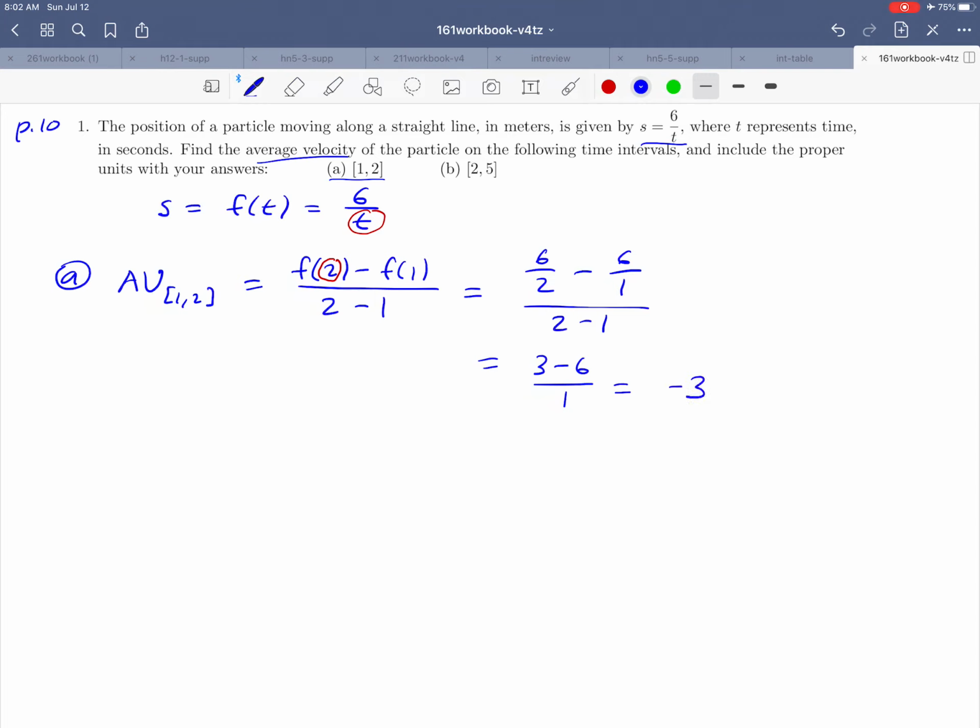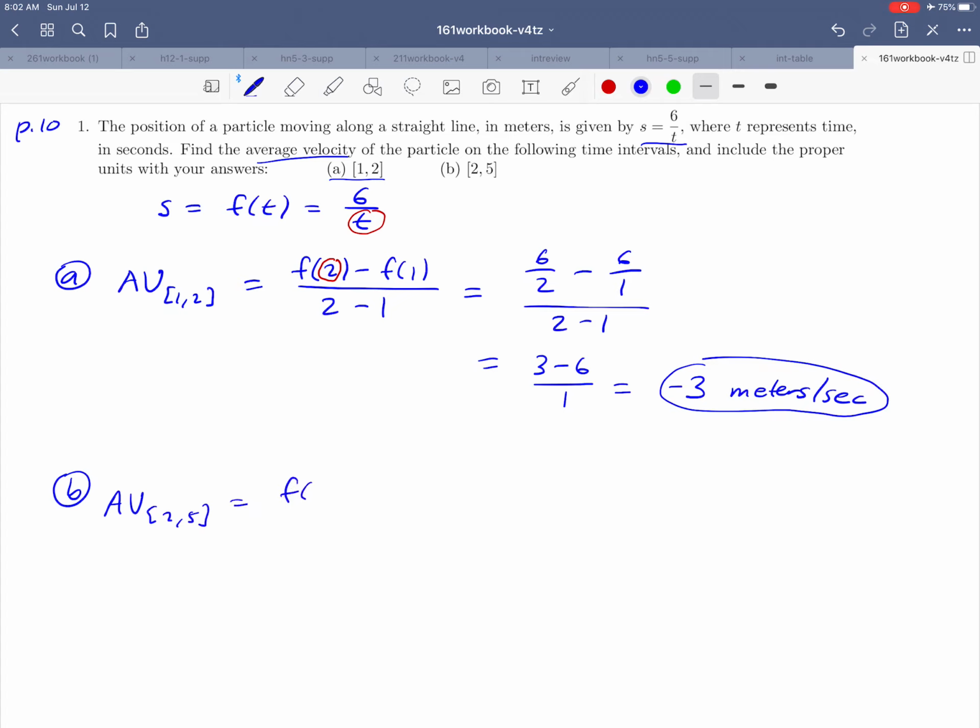Okay, what about units? So that negative 3, what would the units on that answer be? Well, let's see. We're measuring distance in meters and time in seconds, and so we should get units of meters per second here. Okay, there is our average velocity for that first interval. Okay, what about from 2 to 5? Well, exactly the same idea there, just a different time interval.